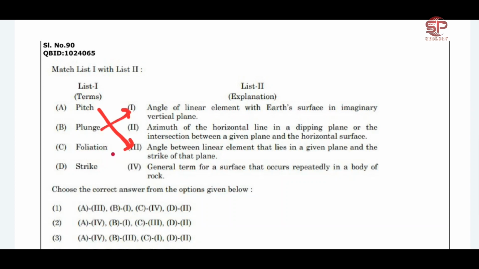Then foliation is a general term for surfaces that occur repeatedly in a rock body. So foliation is, you can say, a planar fabric arrangement within a rock, plate or flaky minerals arranged within a rock with some cohesion. So cohesion is also an important characteristic for foliation. There must be cohesion between planar fabrics. Then strike is the intersection of an inclined plane with the imaginary horizontal plane.